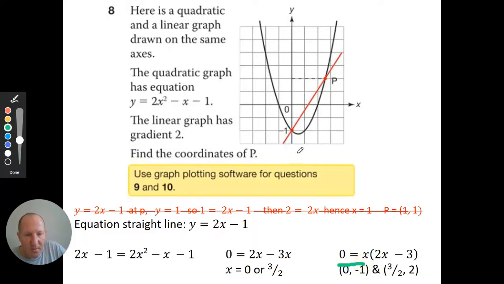0, minus 1, because when I put that 0 answer into this one here, 2 lots of 0 minus 1 gives me minus 1. So 0, minus 1 is what I already had here. One solution when they cross, and 3 over 2, 2 is that point there. So that y is equal to 2.